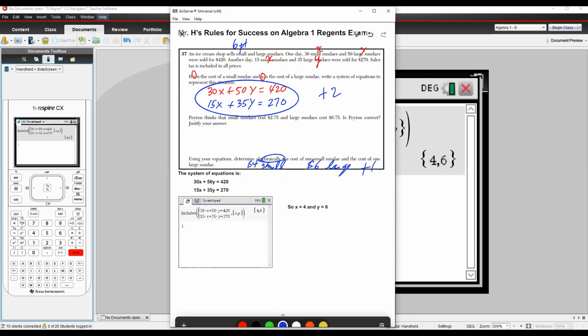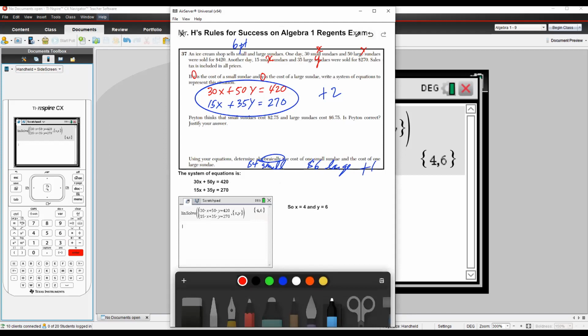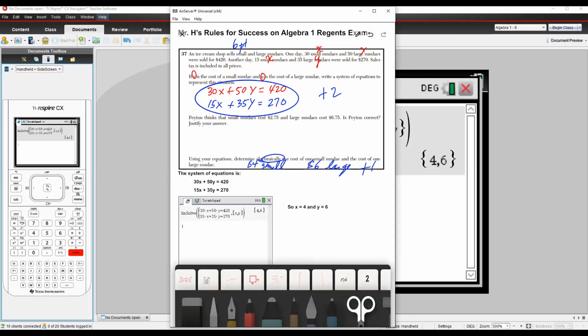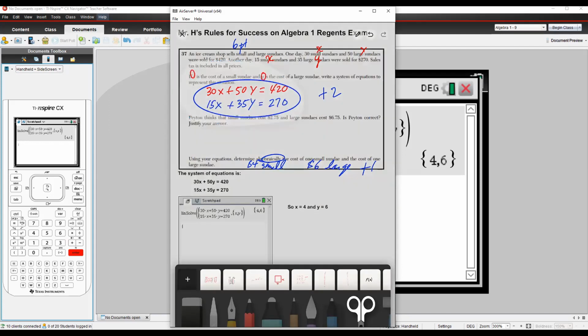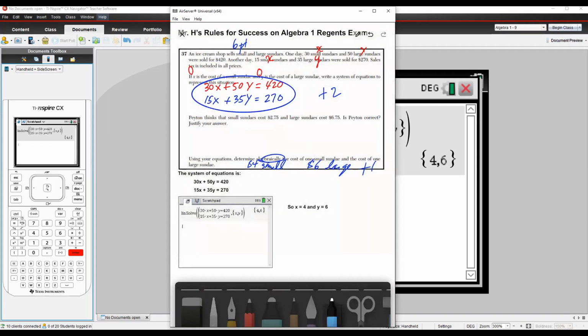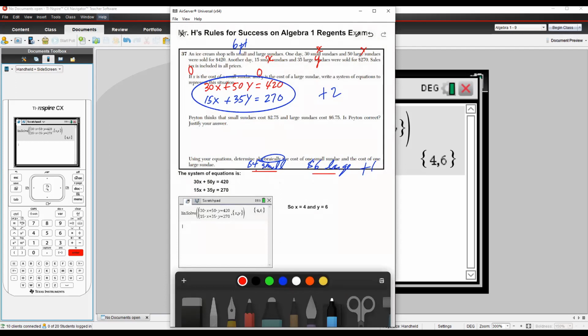Now, the last thing that we're going to do is we're going to answer this question. Let me move this a little bit so that you can see exactly what I'm saying. I'm going to move this up. All right, so it says here that Peyton thinks that the small sundaes cost $275 and the large sundaes cost $675. Is Peyton correct? Justify your answer. Now, there's a couple ways that you could answer this. You can just say, well, I already know that the price is $4 for small and $6 for large. So Peyton couldn't be right because we couldn't have 2 different prices that would work with these equations.